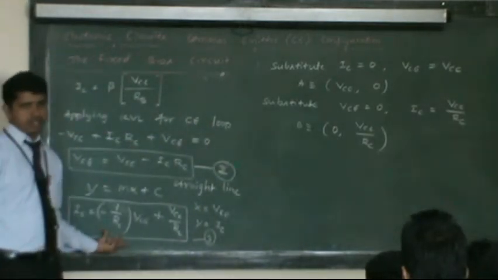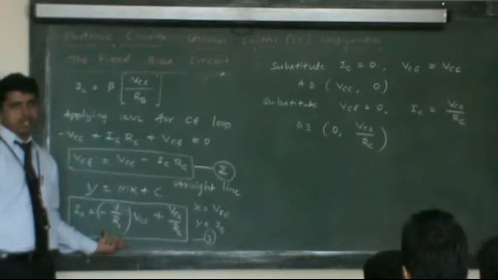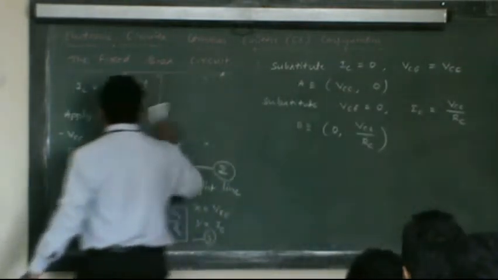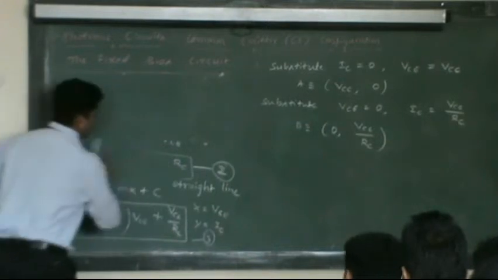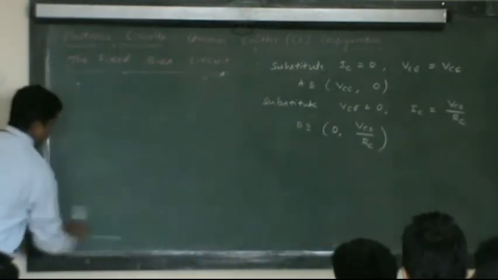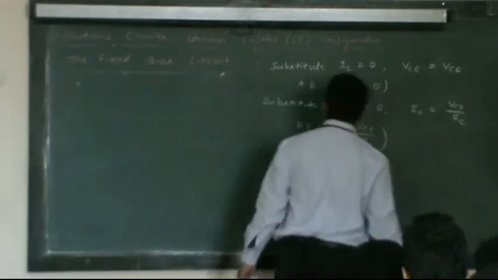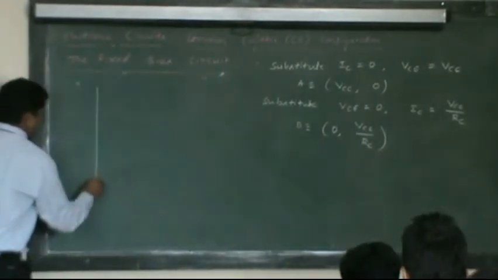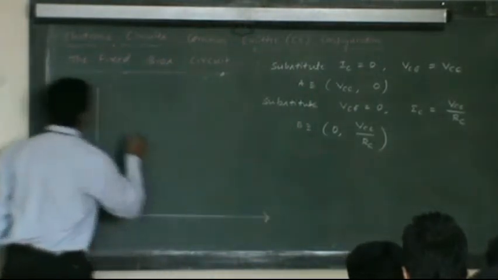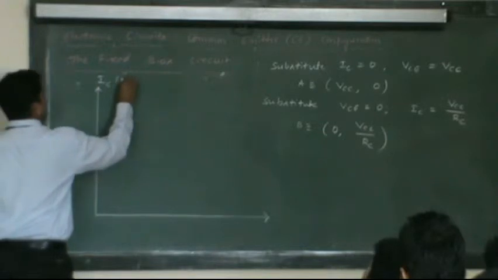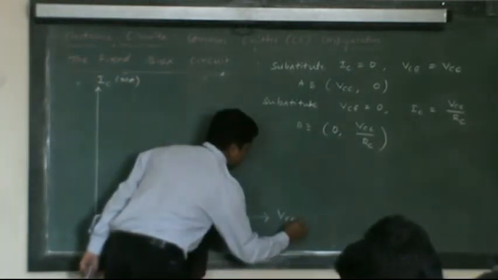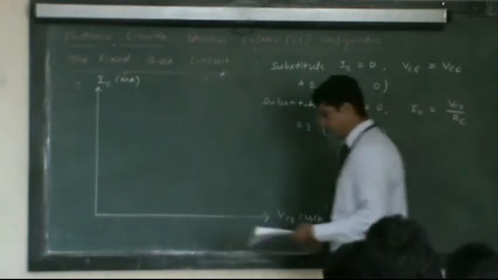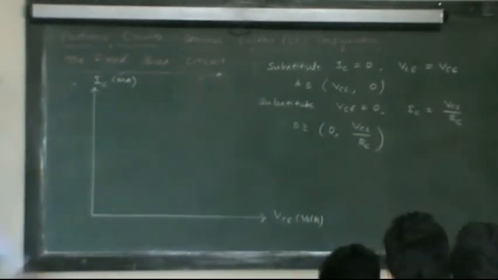Now first, draw the common emitter characteristics of the transistor. We already know how to draw common emitter characteristics of a transistor. You just have a graph between VCE and IC, and you show the family of curves. Once you plot the common emitter characteristics, you can fix these two points and connect them, and that becomes a straight line. So we will draw the common emitter characteristics of a transistor here. This is a graph between IC, which is in milliamperes, and VCE, which is in volts. You need not show any values here, just plot the graphs, that's all.